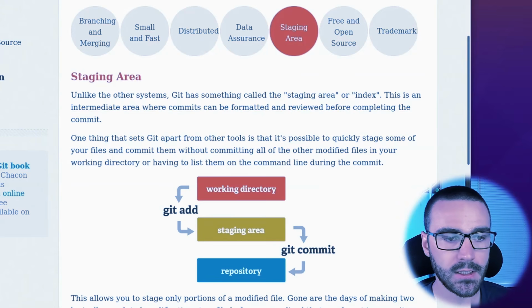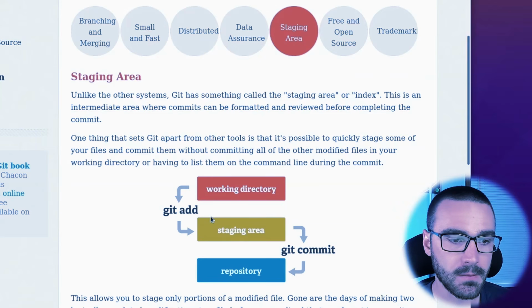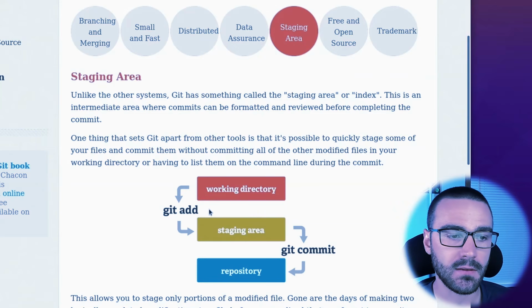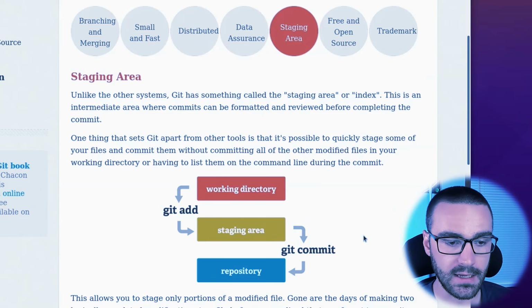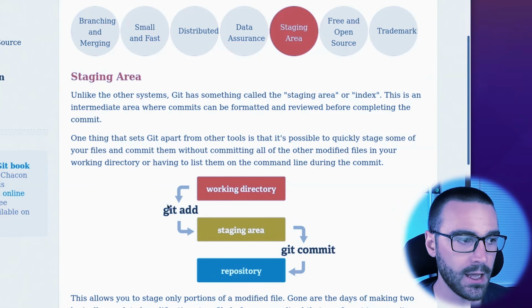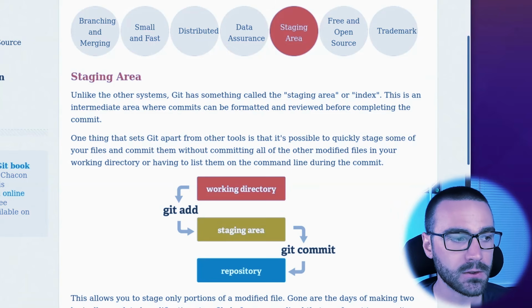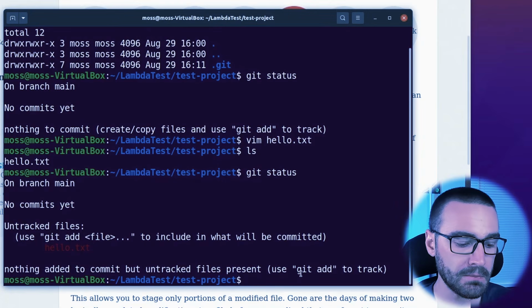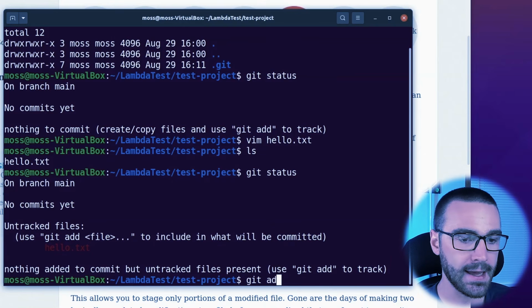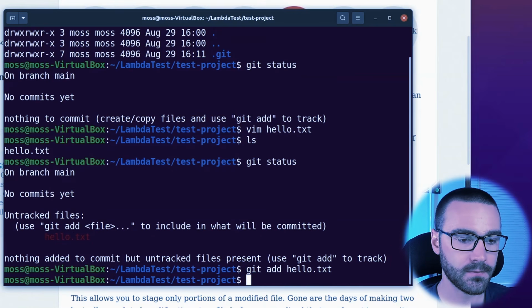So in order to move changes from the working directory to the staging area, we have to use the git add command, followed by the name of the files or the directories that we want to add to the staging area. And then from the staging area, in order to create a commit object, we would use the git commit command. So let's go back to our terminal and add our hello.txt file to the staging area. So to do that, I'm going to say git add hello.txt.